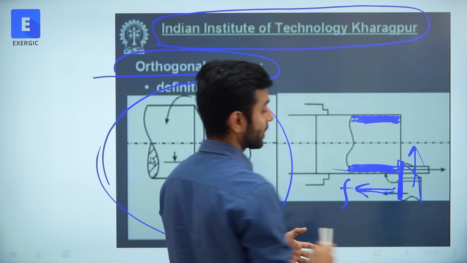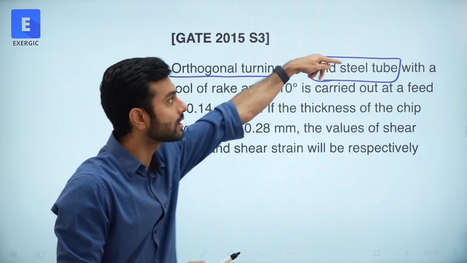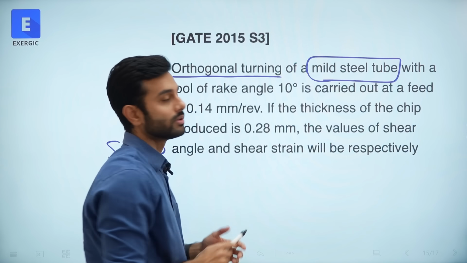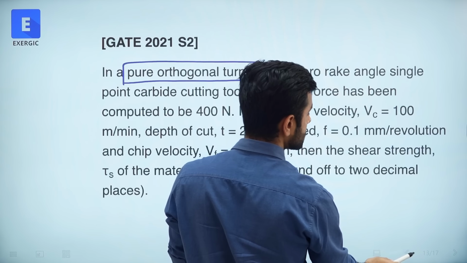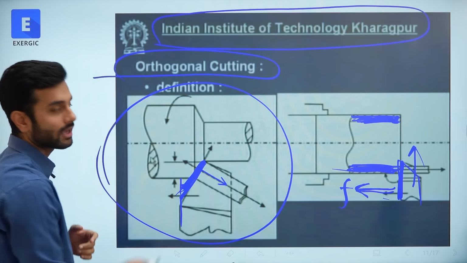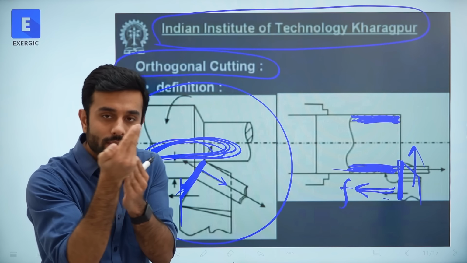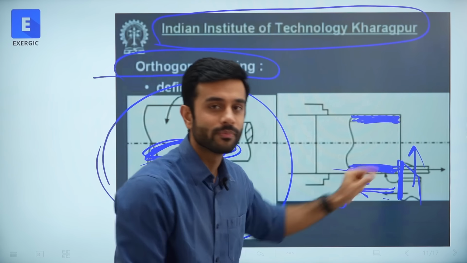So coming back to what I was discussing, in this question you have been given a tube and you are turning a tube. Means it is this case only. Tubes are not turned at a certain angle. They don't have a bulk of material in the center which needs to be moved out. It's just a very thin tube.